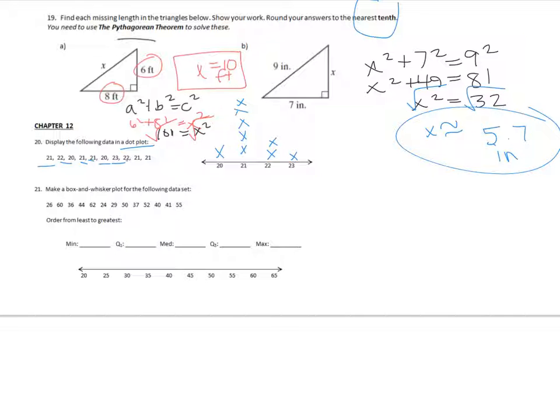Number 21, make a box and whisker plot. So first I'm going to write the numbers from least to greatest. I ordered the data from least to greatest. The median is the middle number, so that's 41. To find Q1, you take the median of these 6 numbers. So it's going to be here, which is 32.5.